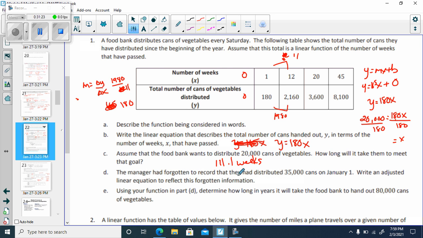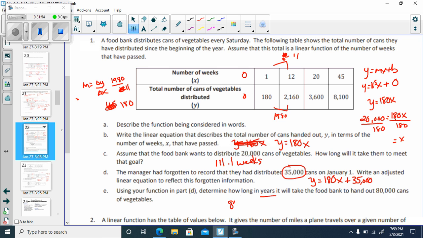The manager had forgotten to record that they distributed 35,000 cans on January 1. Write an adjusted linear equation. Well, if this is the total number of cans, wouldn't we put it this way? y is equal to 180 cans per week times the number of weeks plus the 35,000 they gave out on the first day of the year. Using your function here, determine how long in years it will take the food bank to hand out 80,000 cans.